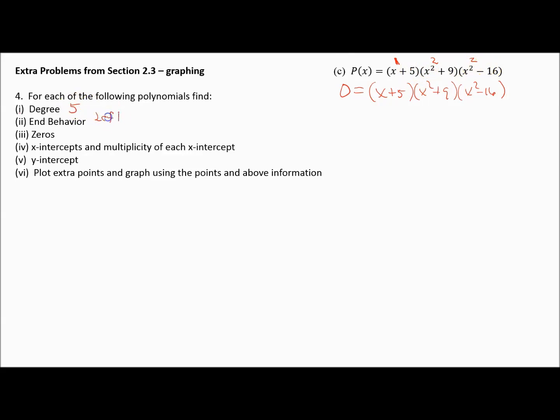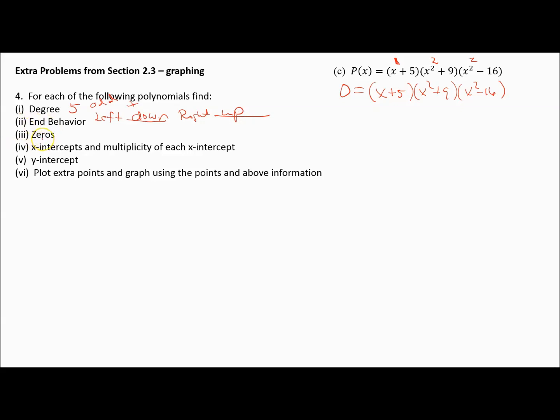Next, we're supposed to find what's the end behavior doing. What's the right side doing? What's the left side doing? Well, with a degree 5, we're talking odd and a leading coefficient of a positive 1. Odd and positive, meaning the left side's going down and the right side's going up. That compares to your traditional x to the third graph.